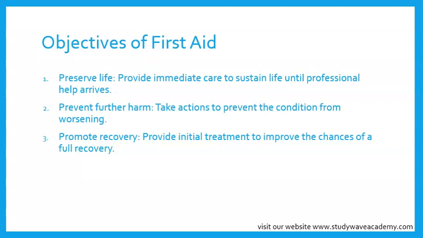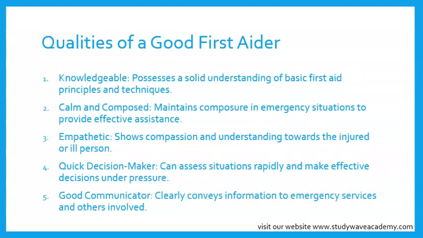So we're going to be looking at the qualities of a good first aider. What are the qualities of a good first aider? Knowledgeable. Possesses a solid understanding of basic first aid principles and techniques. A good first aider should be knowledgeable. Calm and composed. Maintains composure in emergency situations to provide effective assistance. A good first aider should be calm and composed.